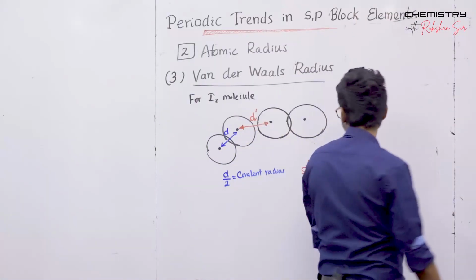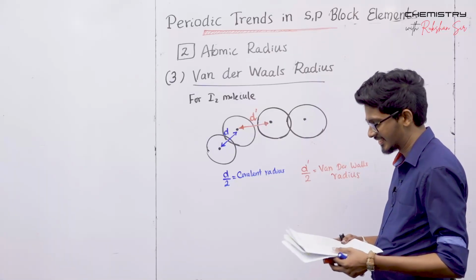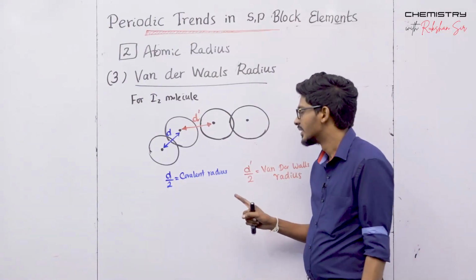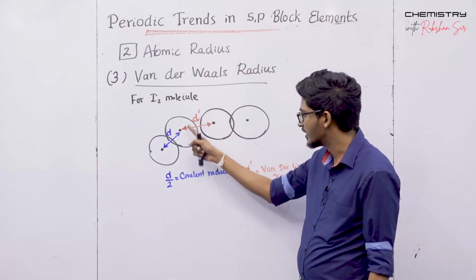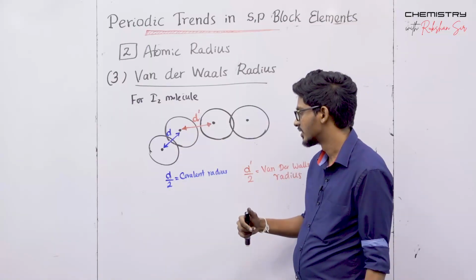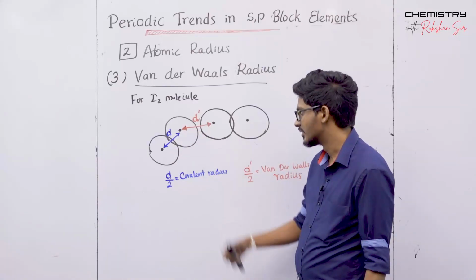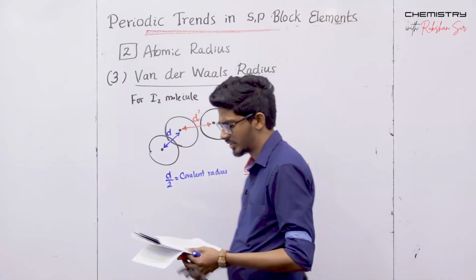Okay, so you can draw this one, complete the structure there. So remember, always the non-bonded radius is greater than the covalent radius, or the covalent radius is smaller than the non-bonded radius. Just keep it in mind. This is the idea.